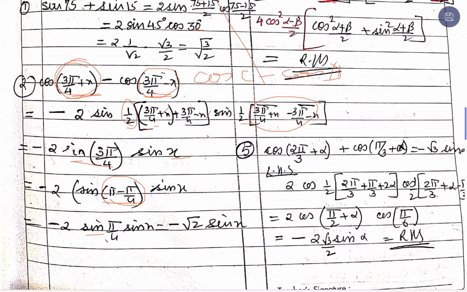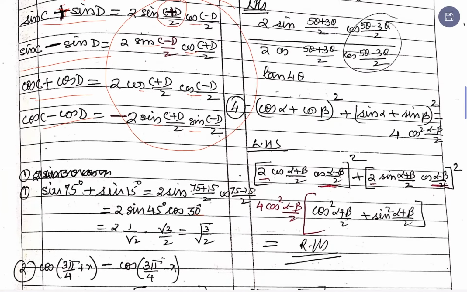So the sign that we got through the formula is carried on, and we have this as sine pi on 4 times sine x. Sine pi on 4's value is 1 upon root 2, which cancels this 2 and makes it root 2 sine x. So this is how we are supposed to evaluate the questions.